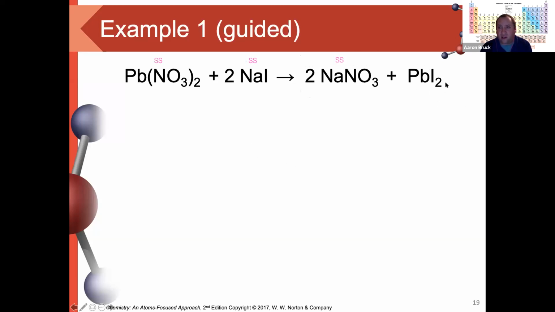And then finally, I've got my lead two iodide. I can recognize I've got a metal, lead, mixing with iodide. So I know this is a salt. Now I have to go to my solubility rules. Solubility rules say that iodide ion is usually soluble in water, but it has three exceptions attached: silver, mercury 1, and lead. Since lead is one of those exceptions, I know that I'm dealing with an exception here. That's going to make this an insoluble salt.